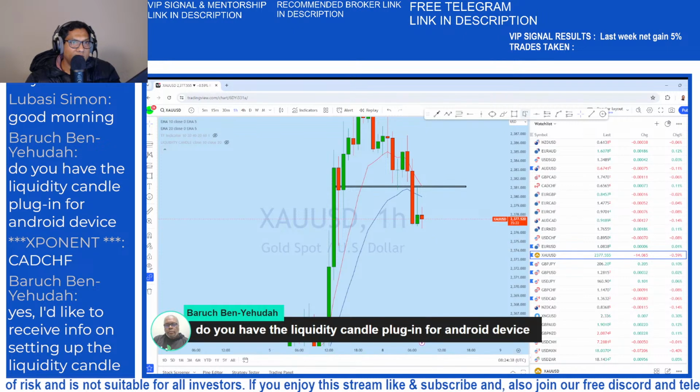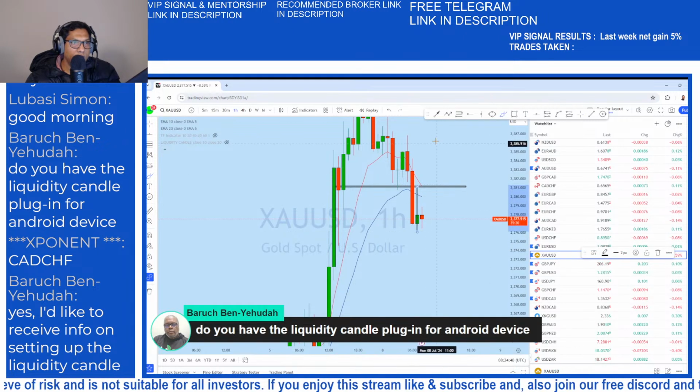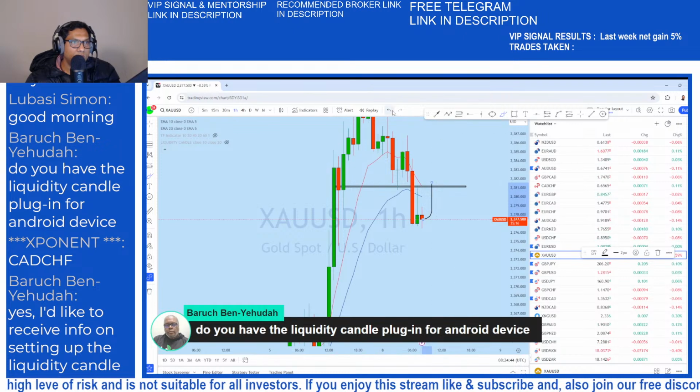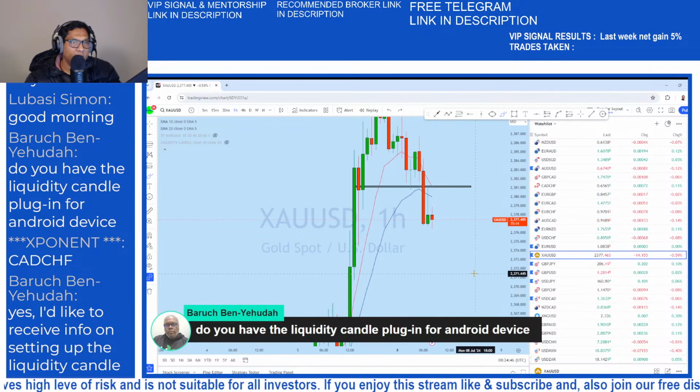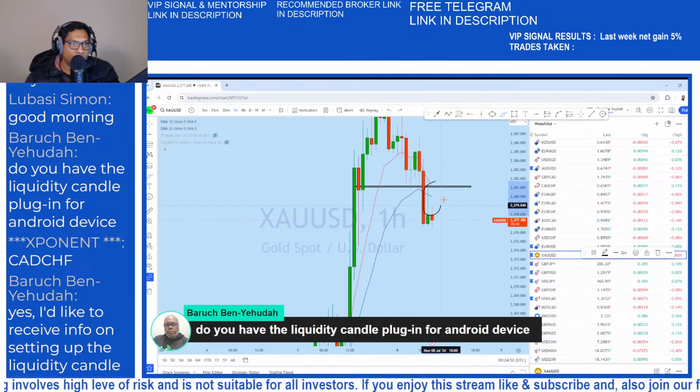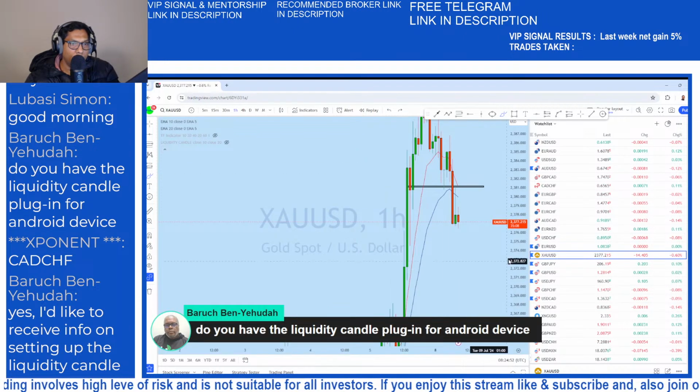Okay, so you can see there is a long wick doji, expecting gold to bounce, retest, and then drop down again. So first of all, we would like to see that the market has filled that wick and then drops.